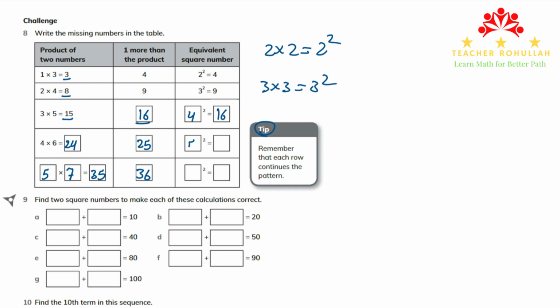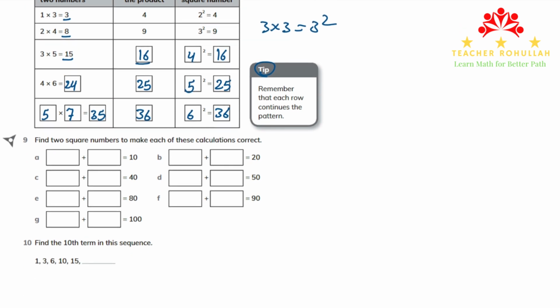Here, 5 squared gives us 25. 6 squared gives us 36. So this one is also solved. All the missing parts are now completed or found out. Well, question 8 is done. Let's move to question 9. So I will scroll a bit down.